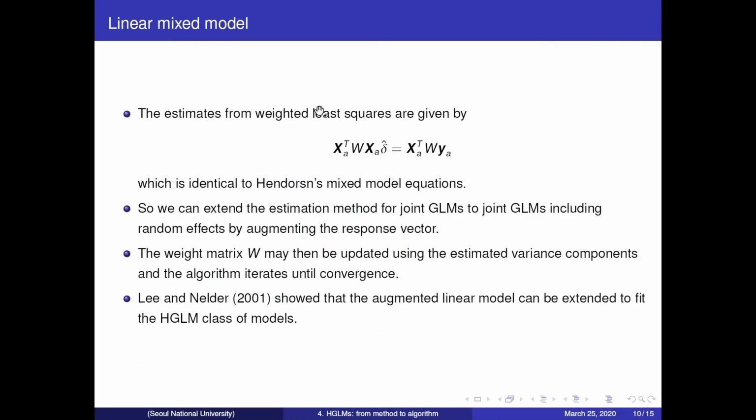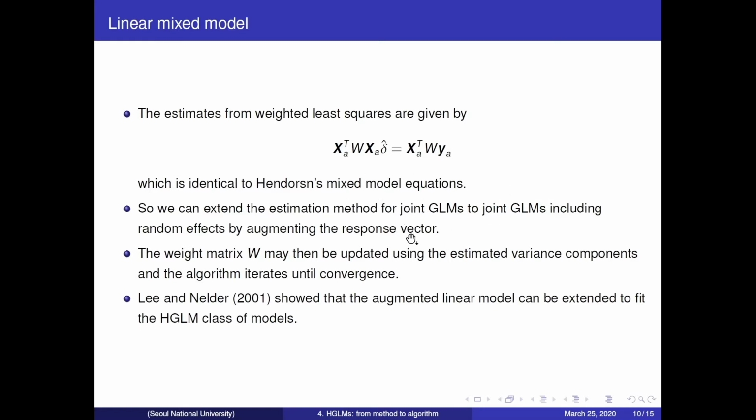For the linear mixed model, the estimates from the weighted least squares are given by these equations: Xa transpose W Xa delta hat equals Xa transpose W Ya, which is identical to Henderson's mixed model equations. In line with this, we can extend the estimation method for joint GLMs to HGLMs by including random effects by augmenting the response vector. The weight matrix W may then be updated using the estimated variance components, and the algorithm iterates until convergence.